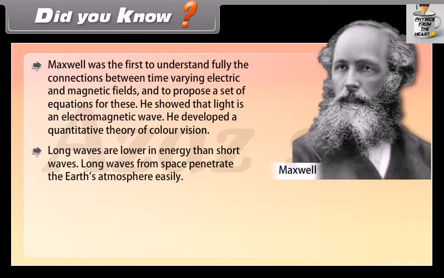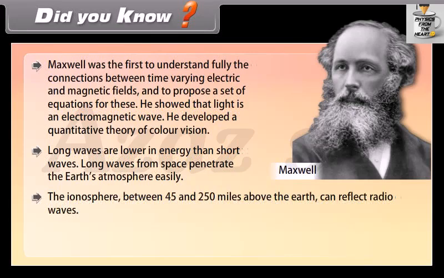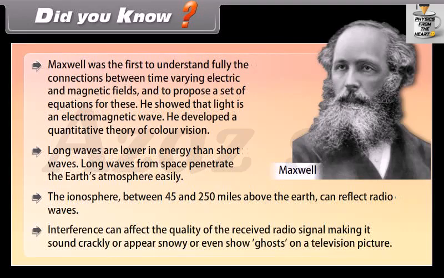Long waves are lower in energy than short waves. Long waves from space penetrate the Earth's atmosphere easily. The ionosphere, between 45 and 250 miles above the Earth, can reflect radio waves. Interference can affect the quality of the received radio signal, making it sound crackly or appear snowy, or even show ghosts on a television picture.